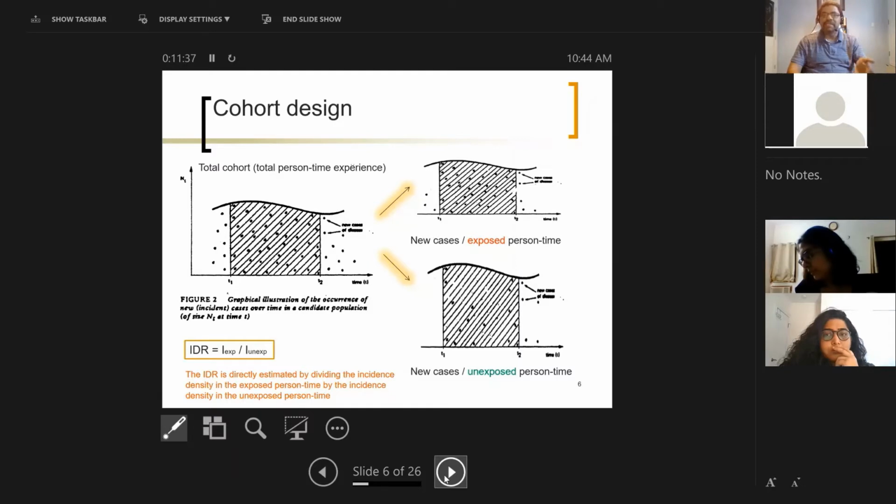An adjusted incidence density ratio in a well-done cohort study is as good as coming close to a true causal risk ratio for that particular association and outcome. This is the dream design, okay?